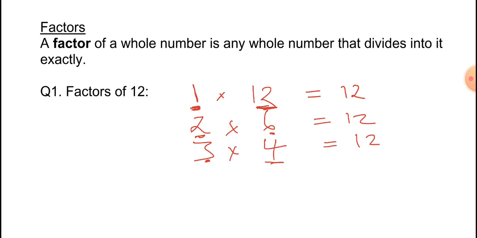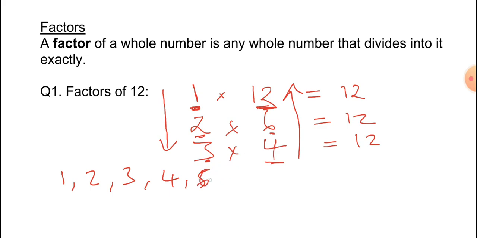Now, the factors of 12 can be written like this. So we'll list the numbers going down first. So 1, 2, 3, and then going up this way, 4, sorry, not 5, 4, 6, and 12. So these are the factors of 12.